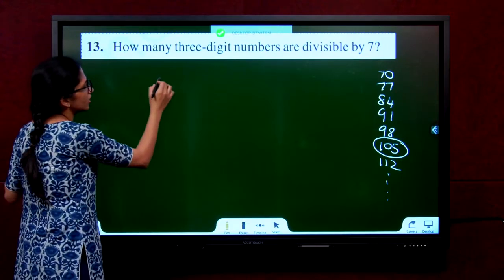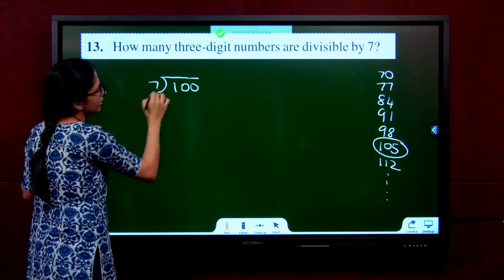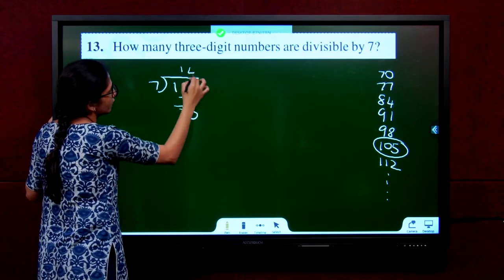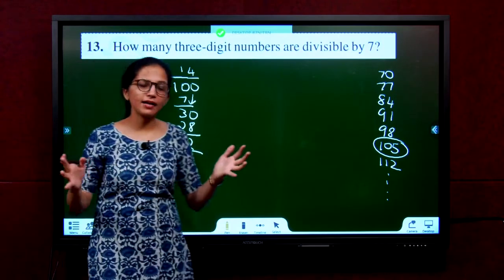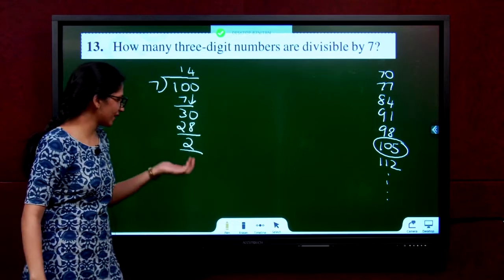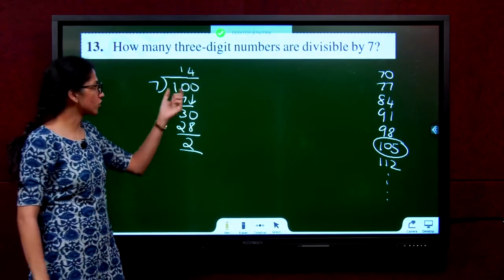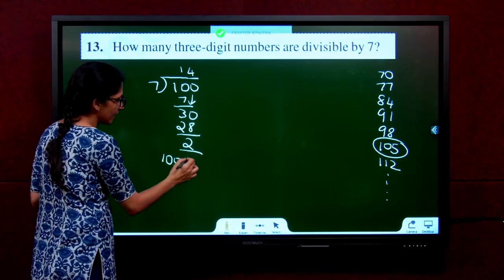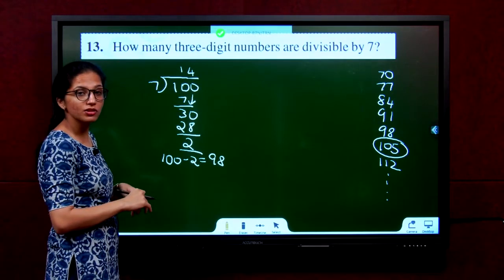Which is the smallest 3-digit number you have? 100. Take 100 and divide it by 7. 7 ones are 7, get 3, 0. 7 fours are 28, remainder 2. That means, let's say I have 100 chocolates and I have to give them to 7 students. I gave 7, 7, 7. How much is the remainder? 2. This 2 is extra. You can't give it to anybody. So can I say the number exactly divisible is 100 minus 2, which is 98? That means 98 will be perfectly divisible among the 7 students.